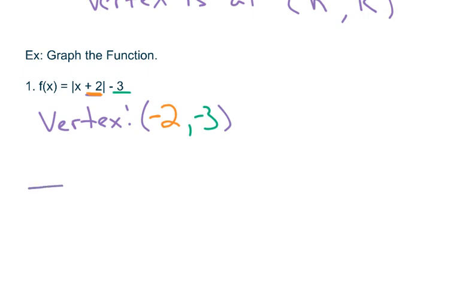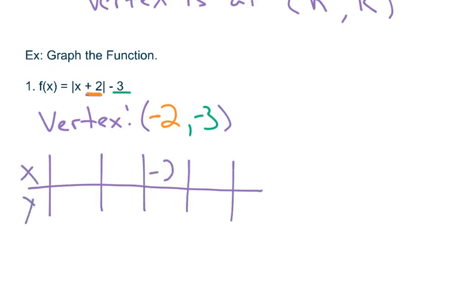So the vertex is at (negative 2, negative 3). Now we can come up with some ordered pairs. X, Y, 1, 2, 3, 4. I put the vertex in the middle, negative 2, negative 3. That way we can just see that nice symmetry in our table and on the graph. So negative 3 and negative 4. How do we find these y values? We plug the x values into our function right here, and we see what we get. Let's start with the x value of 0. 0 plus 2 is 2. The absolute value of 2 is still 2, and then 2 minus 3 gives me negative 1.